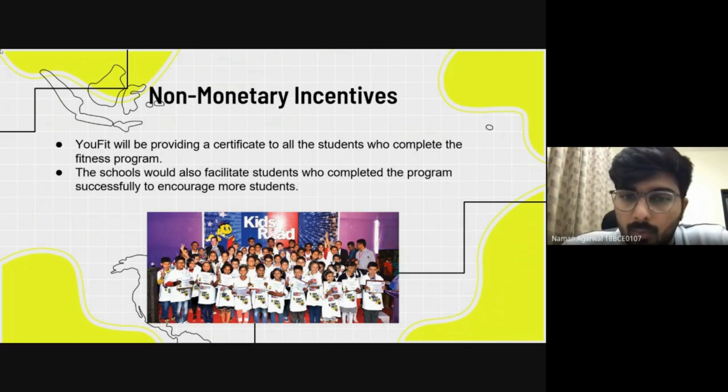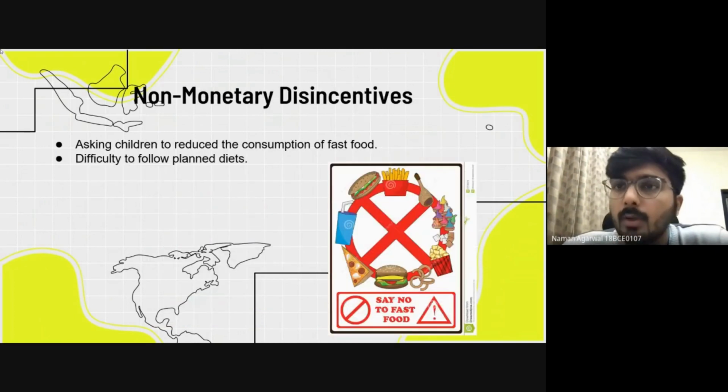So UFIT will be providing certain non-monetary benefits to our target audience. One such incentive could be recognition for completing the fitness program. Since completing the fitness program itself is a big accomplishment, a certificate will be provided by UFIT to all the students who complete the fitness program. And we would also ask the schools to felicitate all the students who completed the fitness program once the term ends. By doing this, we'll also encourage a lot of children who weren't a part of this fitness program, so that they can see their peers and be motivated to be a part of it.